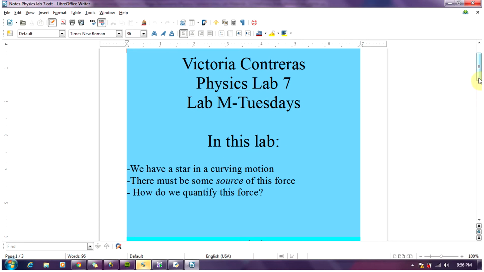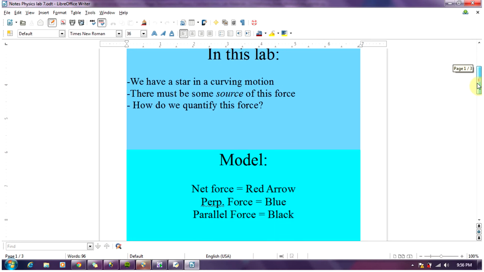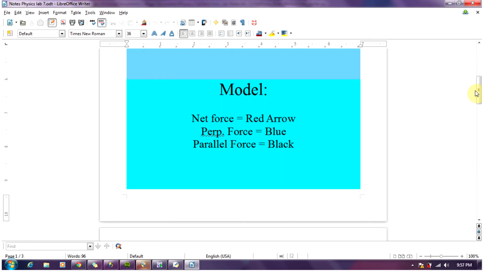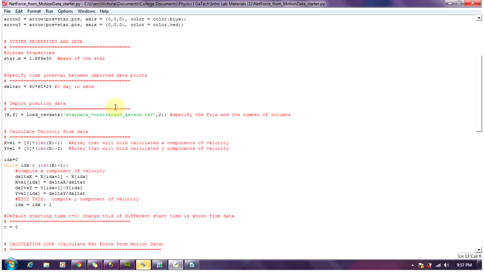Before we look at the actual model, take note that our net force is going to be the red arrow. Our perpendicular net force is going to be the blue arrow, and the parallel net force is going to be the black arrow.